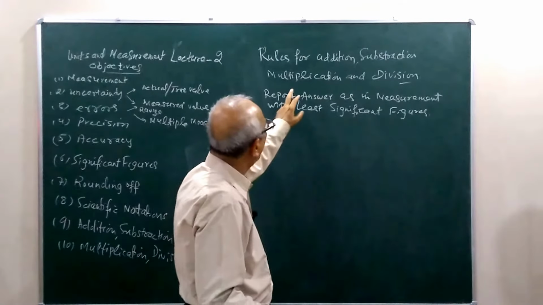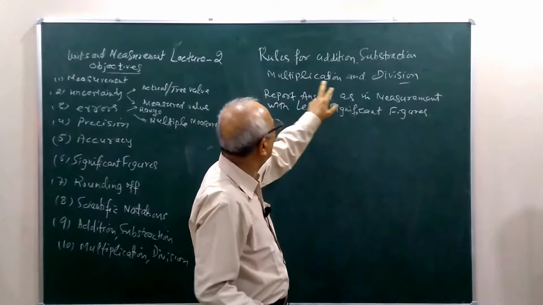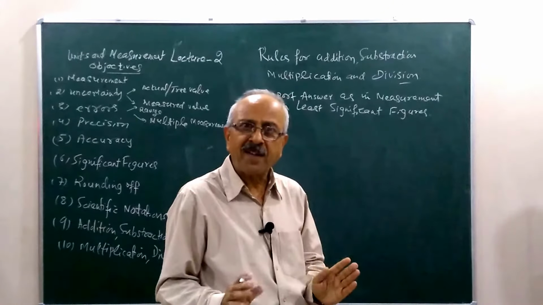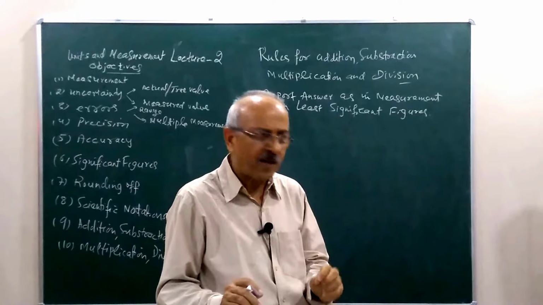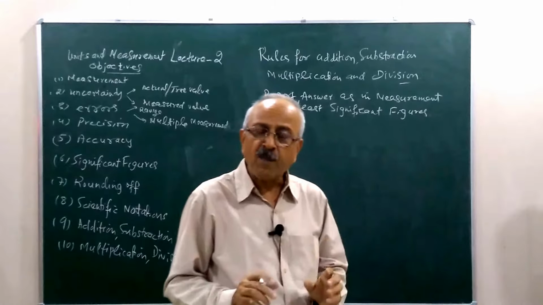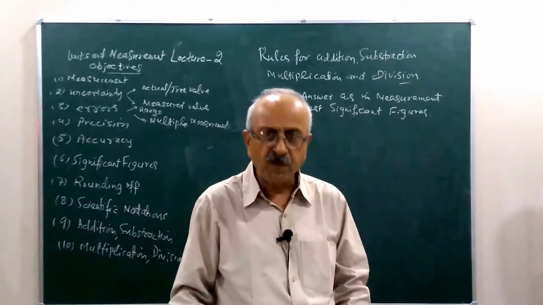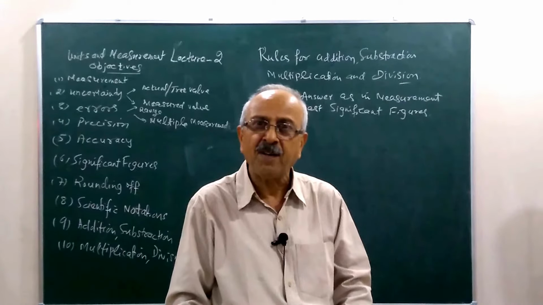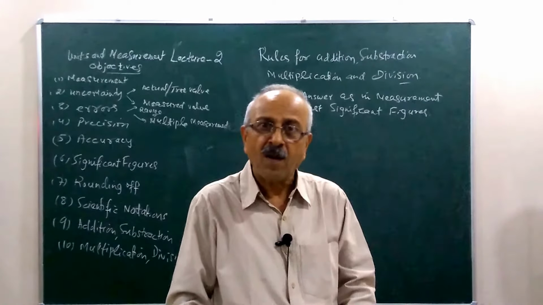Rules for addition, subtraction, multiplication and division. We already know the rules for significant figures. If I am adding different measurements, as I said, we do multiple measurements, not one measurement. Supposing we are adding different measurements, then what is the rule?